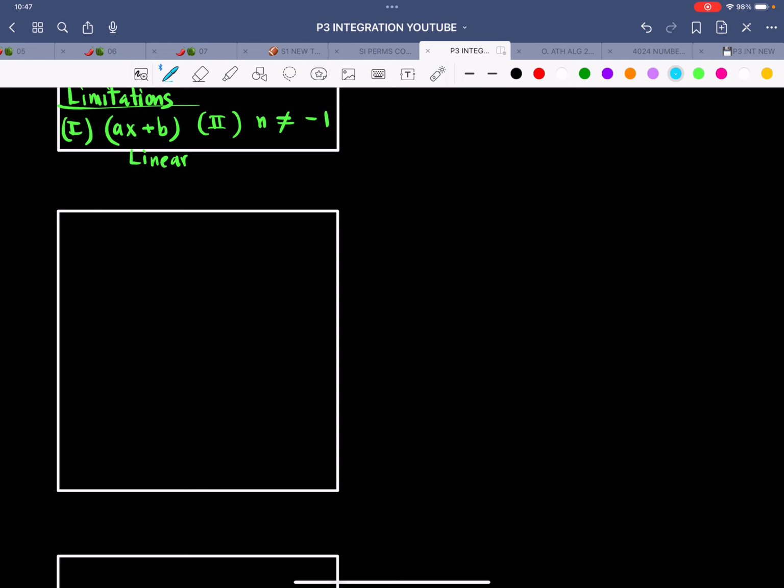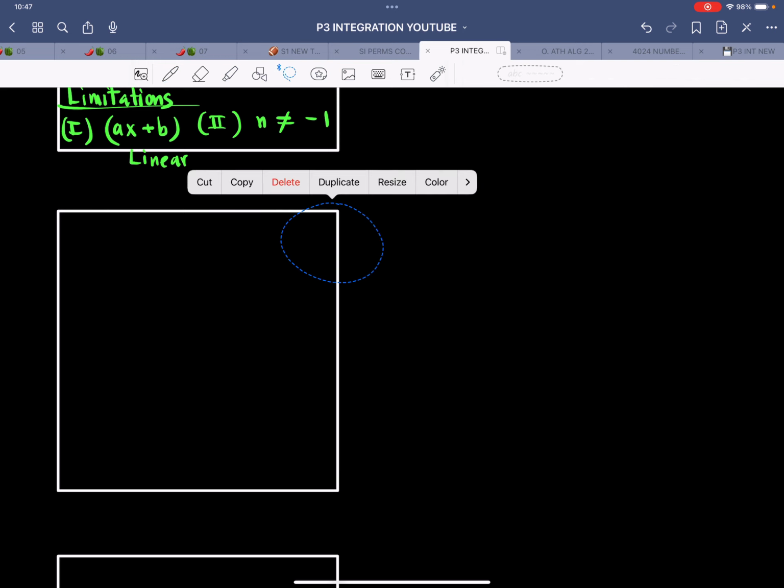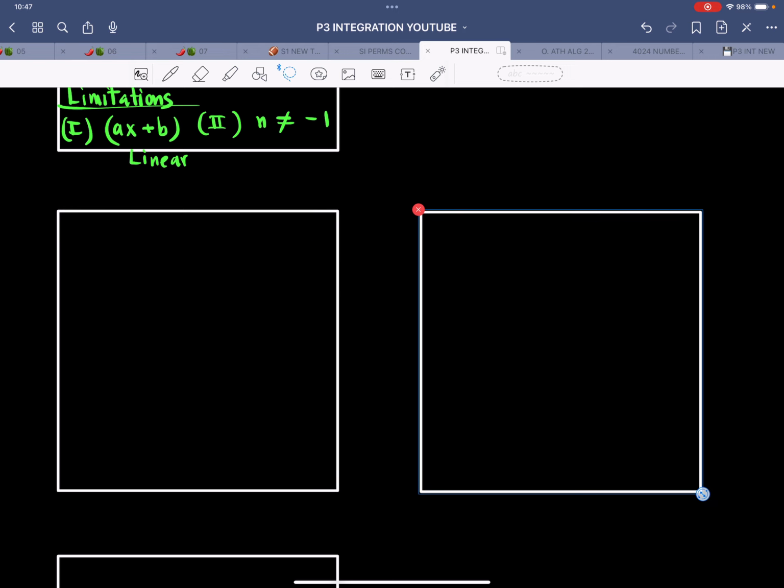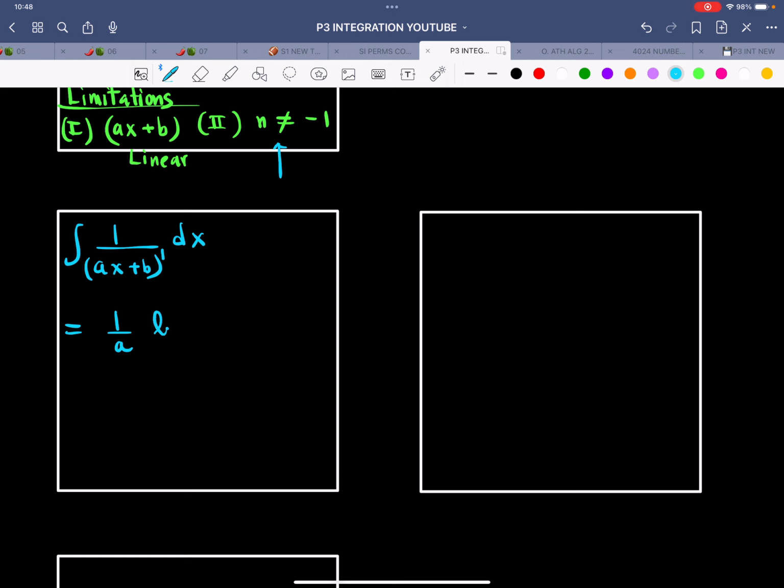The second technique, and even before that, let me just make a copy of this and let me paste it on the side. So the second technique is this, that is, we will write 1 over ax plus b, and it has a power of 1 in the denominator. That means it has a power of -1. When we integrate this thing, we get 1 over a ln ax plus b plus a constant of integration c.